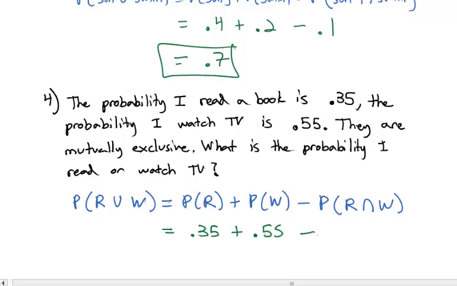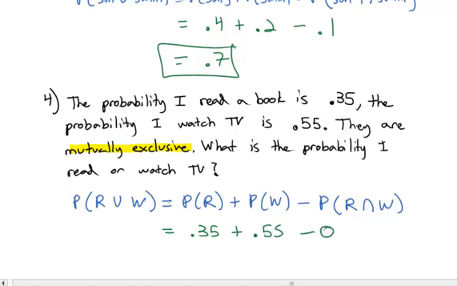Do they tell us both? Sort of. They tell us these are mutually exclusive. Mutually exclusive means there's no way I'm going to do both. I either have time to watch my TV program or I have time to read my book, but there's no way I'm going to be able to do both. Mutually exclusive means the intersection is going to be 0.